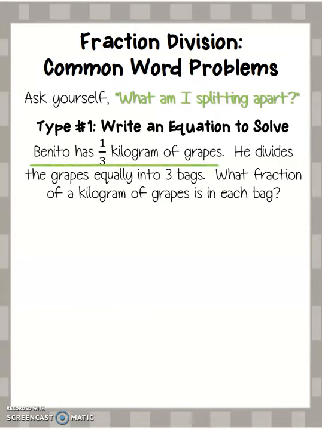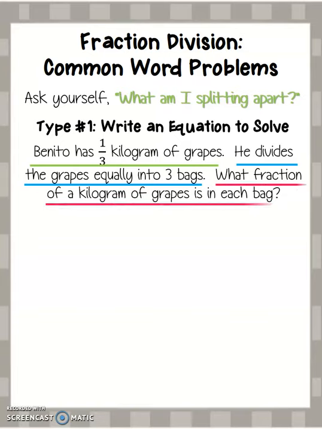The first sentence says, Benito has 1/3 of a kilogram of grapes. That tells me I'm starting with 1/3 of a kilogram. Then the second sentence says, he divides the grapes equally into 3 bags. This confirms that I'm splitting apart the 1/3 of a kilogram and I'm breaking it up into 3 bags. That'll help me answer what fraction of a kilogram of grapes is in each bag.